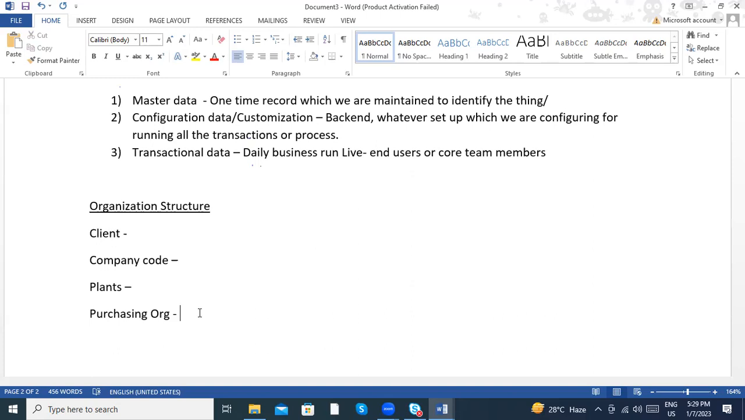Why? Because there might be multiple purchase organizations, or maybe just a single purchase organization. If I have a Hyderabad branch, then for the Hyderabad branch, this is the organization and these are the responsible persons. That means this is a unit, a unit of people, who are taking care of all the activities.